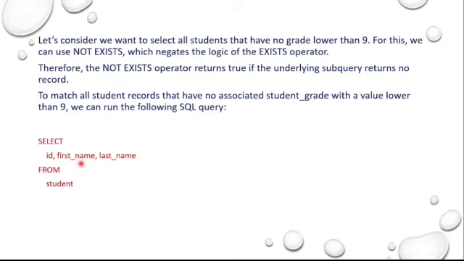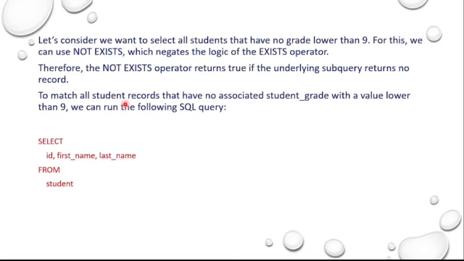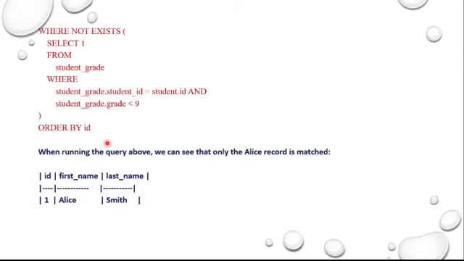SELECT id, first_name, last_name FROM student WHERE NOT EXISTS (SELECT 1 FROM student_grade WHERE student_grade.student_id = student.id AND student_grade.grade > 9) ORDER BY id. When I run the query, you can see the information: id, first name, last name. Let's assume that we have a student table and a grade like this, with all the information like id, first name, last name and grade also.